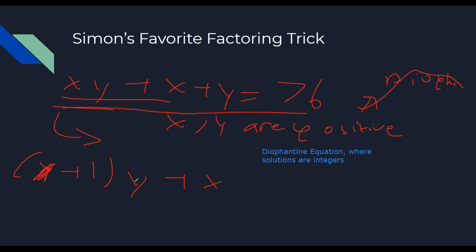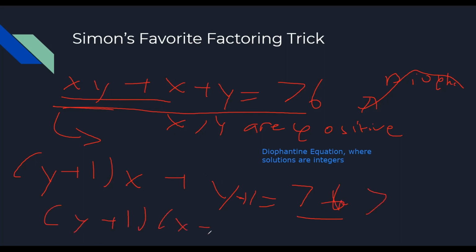No, this should be the opposite order if I were factoring x. Okay, but we still leave out this y and this 76, which is less important to include. But y plus 1, what if we added 1 here? Now we could do y plus 1, x plus 1 equals 77.